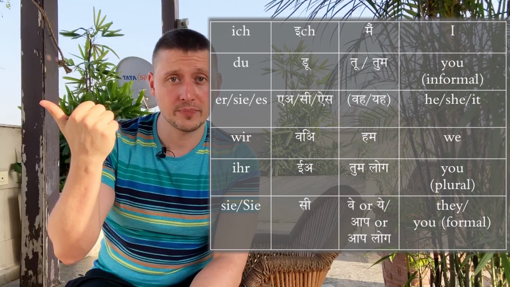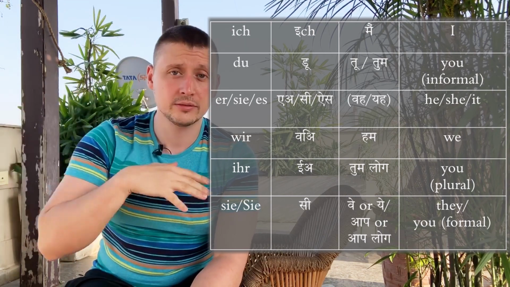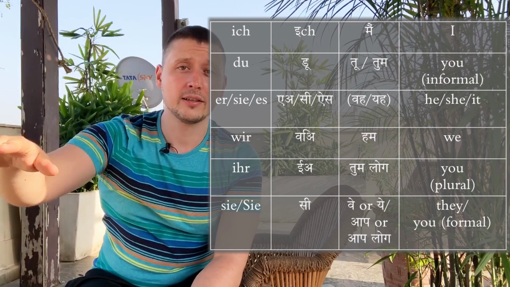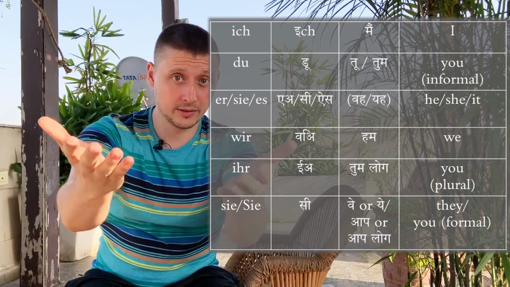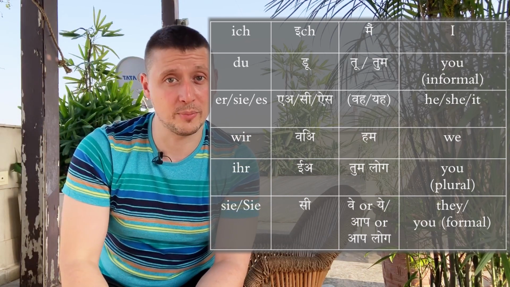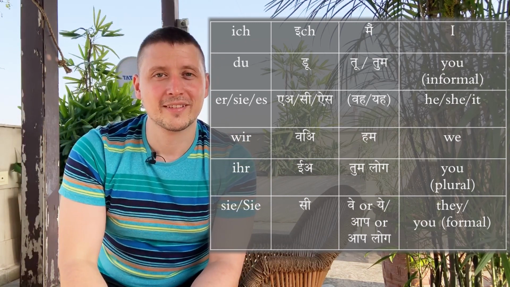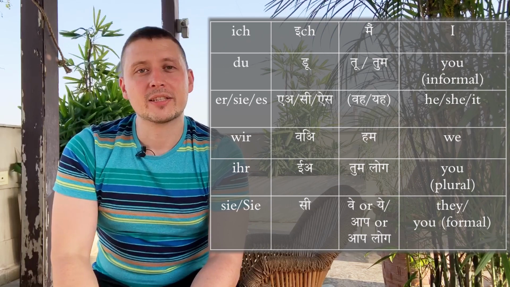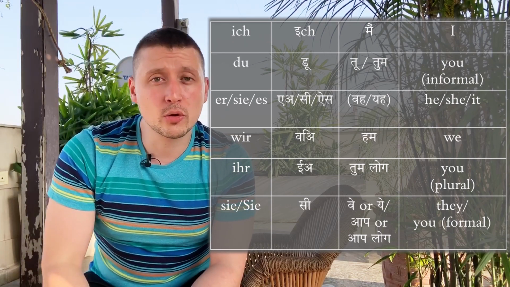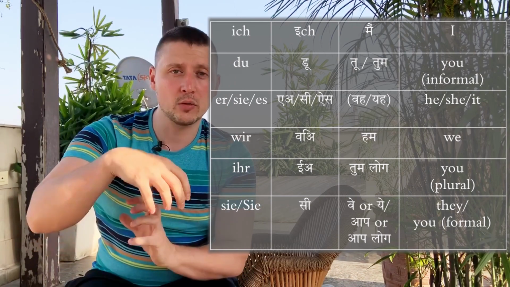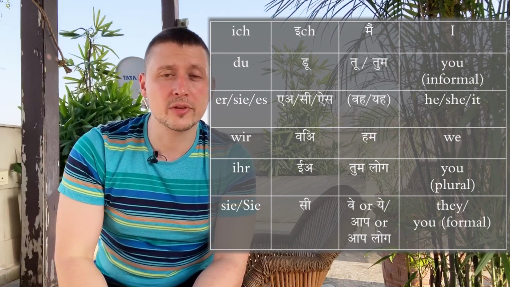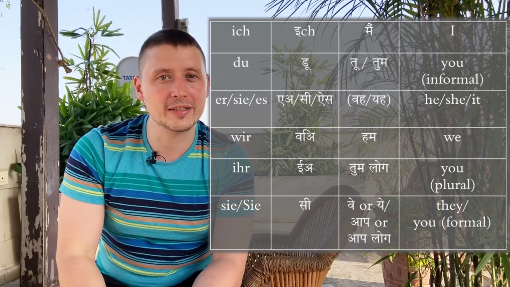So once again, ich, du, er, sie, es, wir, ihr, sie oder Sie. Okay, so in later videos we'll go into more detail, also with more examples and verbs and how we decline all these different things, but for now that's enough.